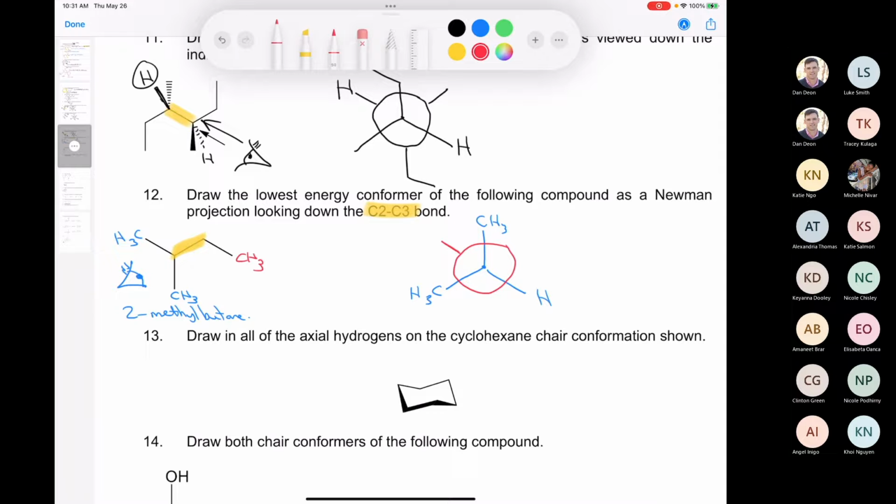It's not going to be in this position because then it's gauche to both of the methyl groups, but it could be here or here because then it's only going to be gauche to one methyl group. I'm going to put it down here just because that's where I choose to put it. And then I'll put the 2 hydrogens here. And there's the lowest energy conformation that we could have of this compound, which is a staggered Newman projection where we have only one gauche interaction. Again, if I put this methyl group here, I would have 2 gauche interactions, but I'm minimizing them.